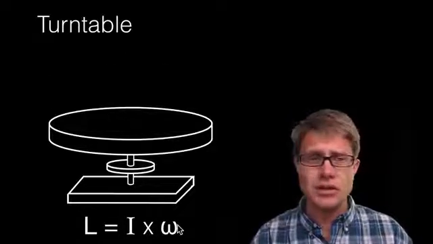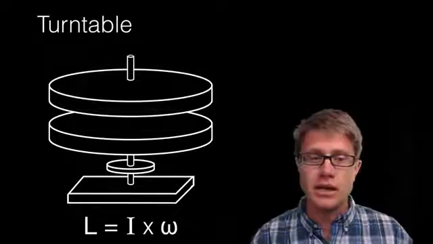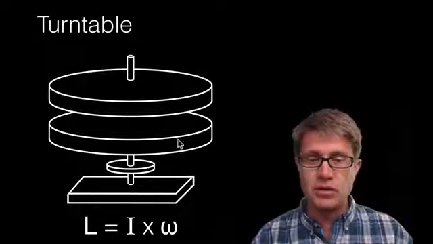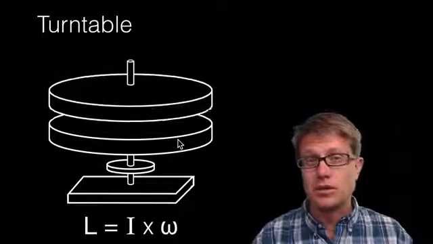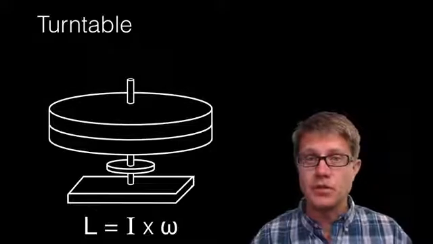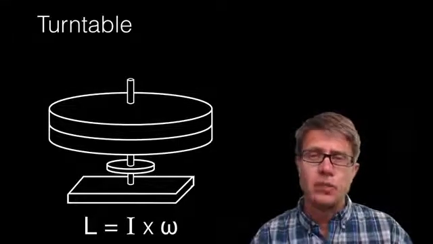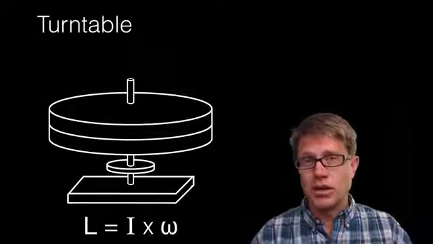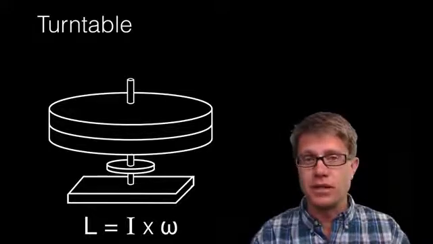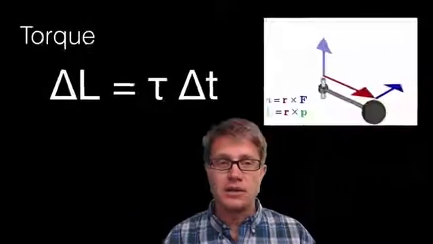We can also do collisions. Let's say we were to take another object. As the bottom object is spinning with a certain angular velocity, we could simply drop the top object on it. So what's going to happen is the angular momentum is going to be conserved, and so we're going to see a decrease in angular velocity when we put both of these together.